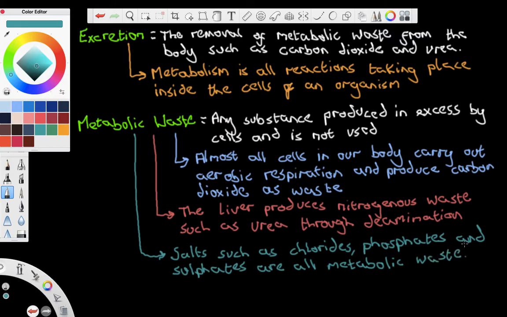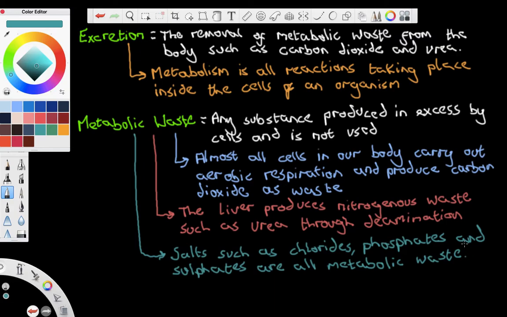So we've said that excretion is the removal of metabolic waste from the body, such as carbon dioxide and urea. Metabolism is all of the reactions taking place inside the cells of an organism. This includes respiration, which most cells carry out. Any metabolic waste is any substance produced in excess by cells that is not used by the organism. Almost all cells in our body carry out aerobic respiration and produce carbon dioxide as waste, and the liver produces nitrogenous waste such as urea through deamination. Salts such as chlorides, phosphates and sulfates are all considered metabolic waste.